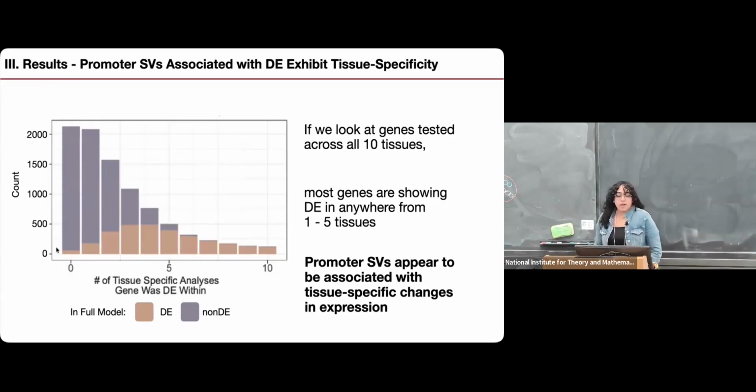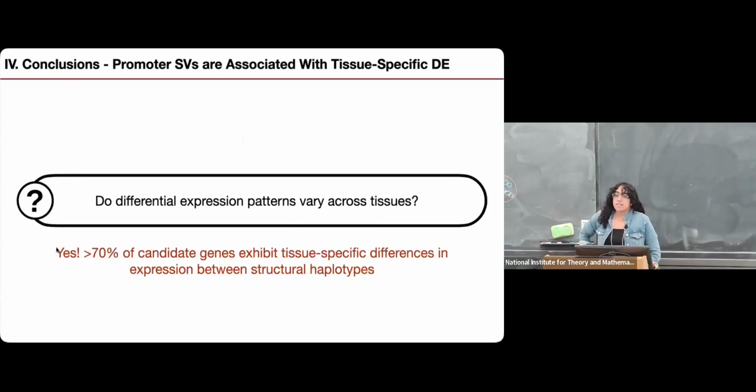And what we found was that most genes were showing differential expression in anywhere from 1 to 5 tissues. So it really did appear to be tissue-specific versus broad expression changes that were maybe missing in 1 or 2 tissues. So yes, the vast majority of genes that are associated with differential expression between structural haplotypes exhibit these tissue-specific differences, or these context-dependent differences.